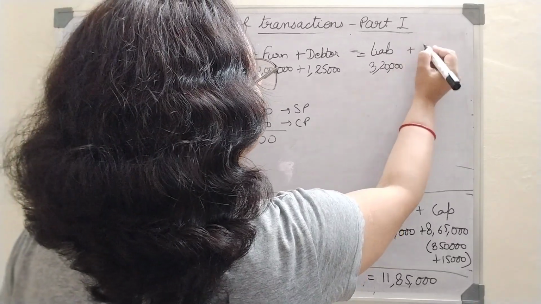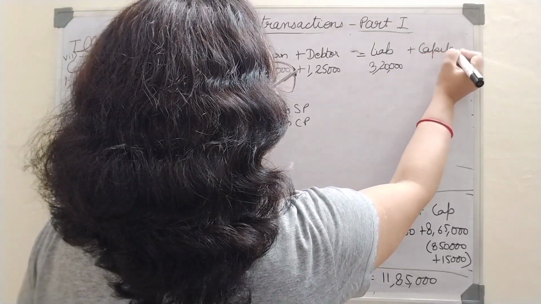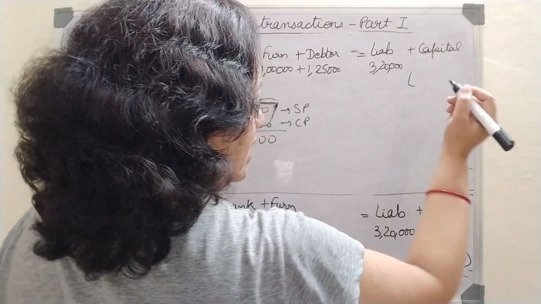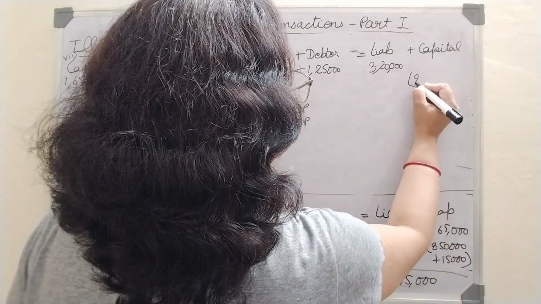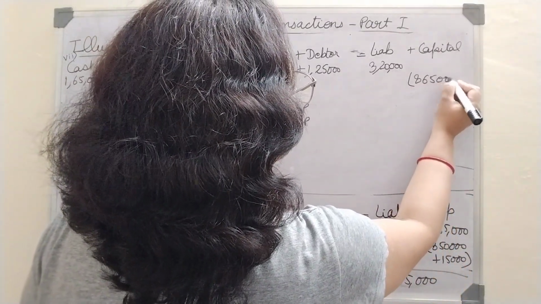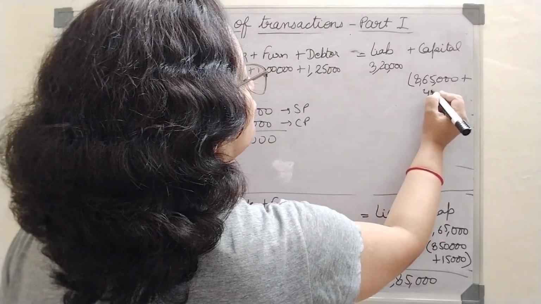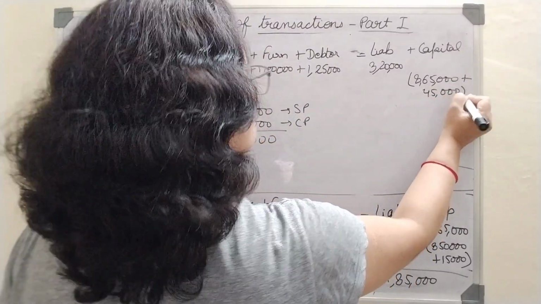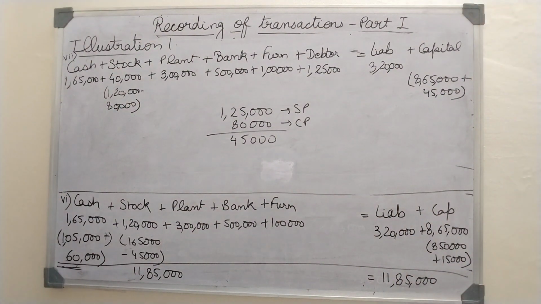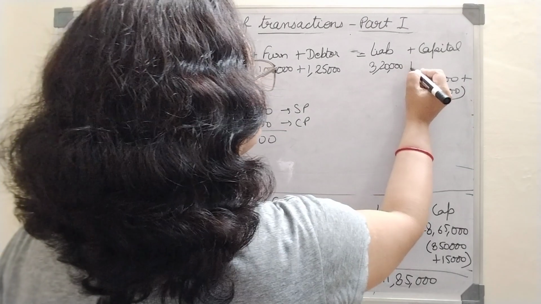Again my capital will be affected. In capital I will add, capital was 8,65,000. I will add to it my profit of 45,000. Is it clear to everyone? When you add this, it comes to 9,10,000.